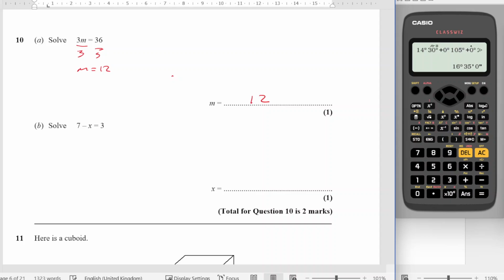And for this one, I personally would take my x's over to the other side. So I would say 7 is equal to x plus 3. Minus 3 from both sides. 4 is equal to x. So x is equal to 4.